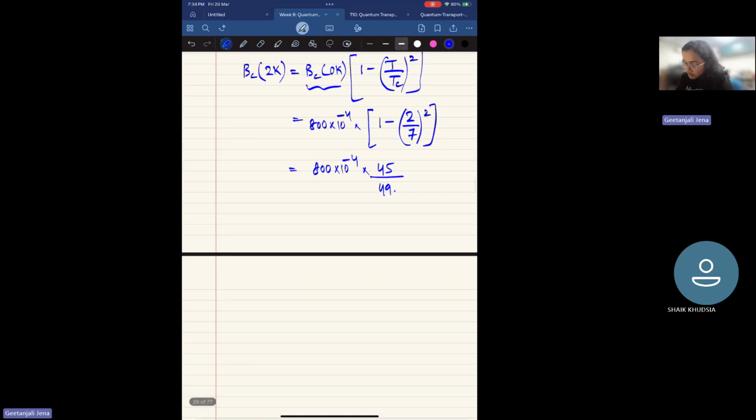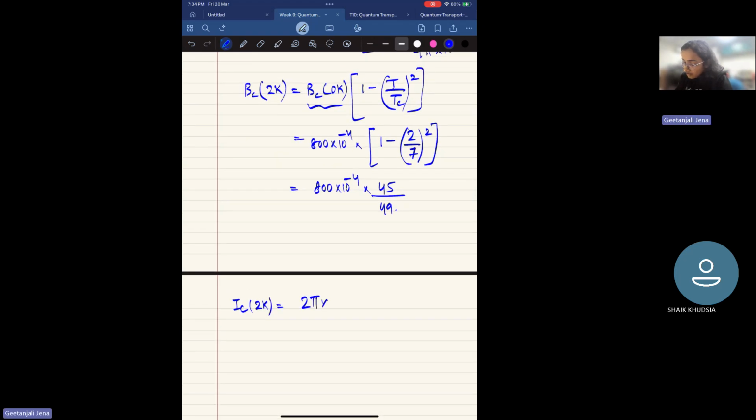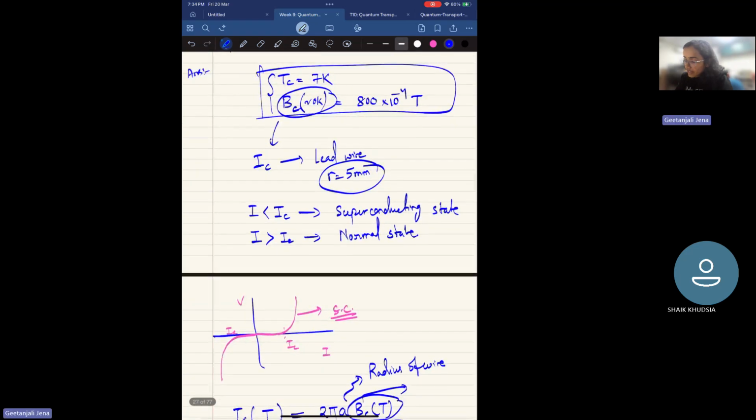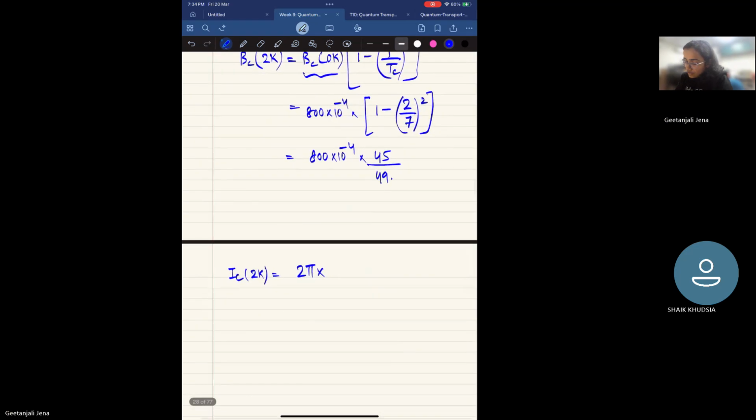So that means Ic is 2 pi. The radius of the wire is 5 mm, so 5 into 10 to the minus 3, and the critical magnetic field, which is 800 into 10 to the minus 4.